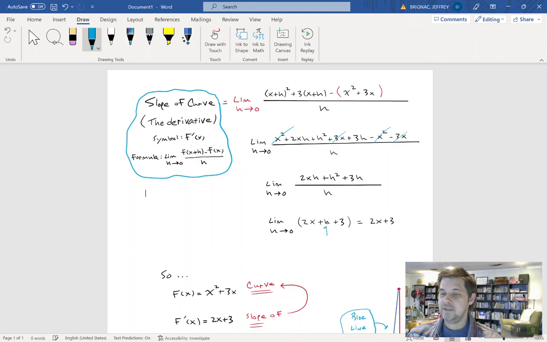So imagine then there's h. Imagine if it went all the way to 0, what would happen to it? It would disappear, and you'd be left with 2x plus 3. Okay, so there is your derivative. There's the thing that tells you the slope of the curve.